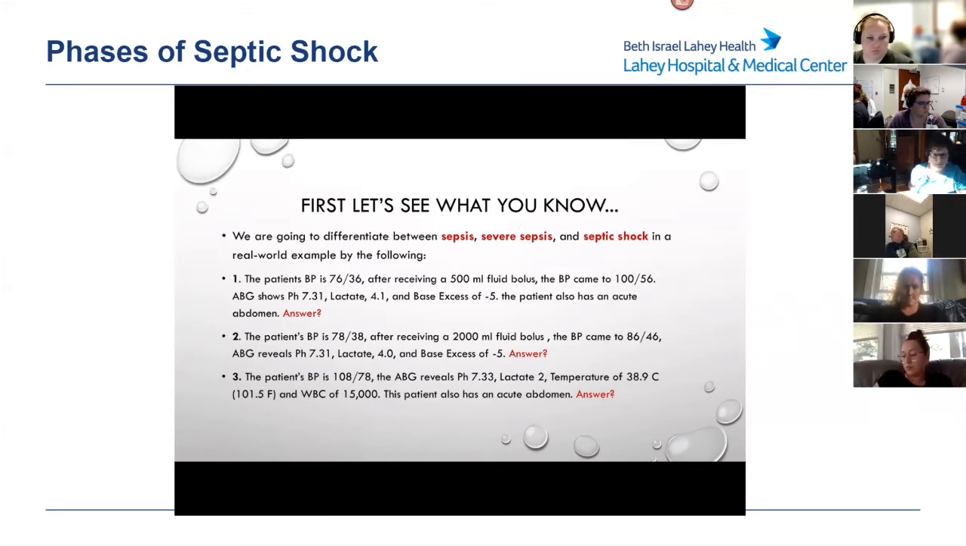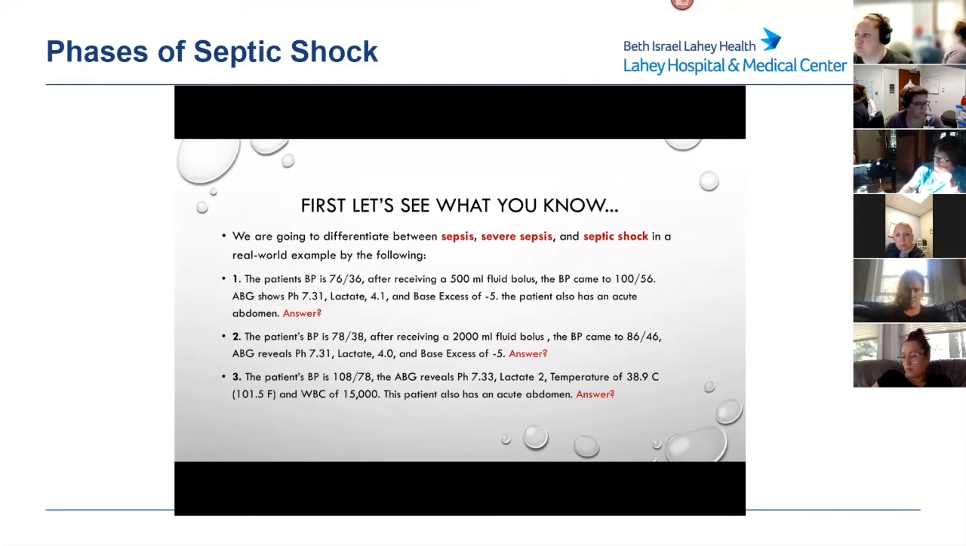Number 1, the patient's blood pressure is 76/36. After receiving a 500 ml fluid bolus, the BP came to 100/56, so it was responsive to fluids. The ABG shows 7.31, an elevated lactate at 4.1, a base excess of -5, and the patient has an acute abdomen. So what's your answer for that? You can pause the video if you need more time.